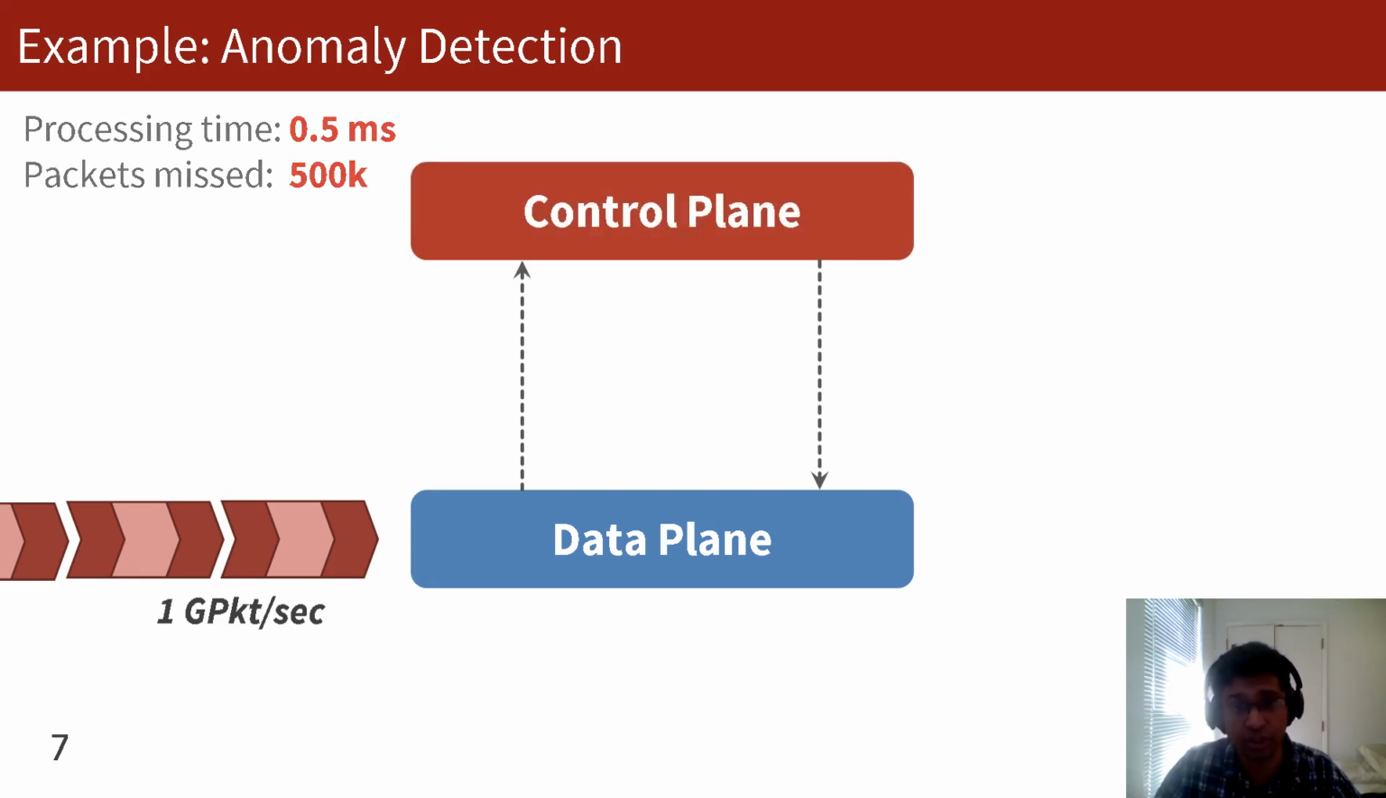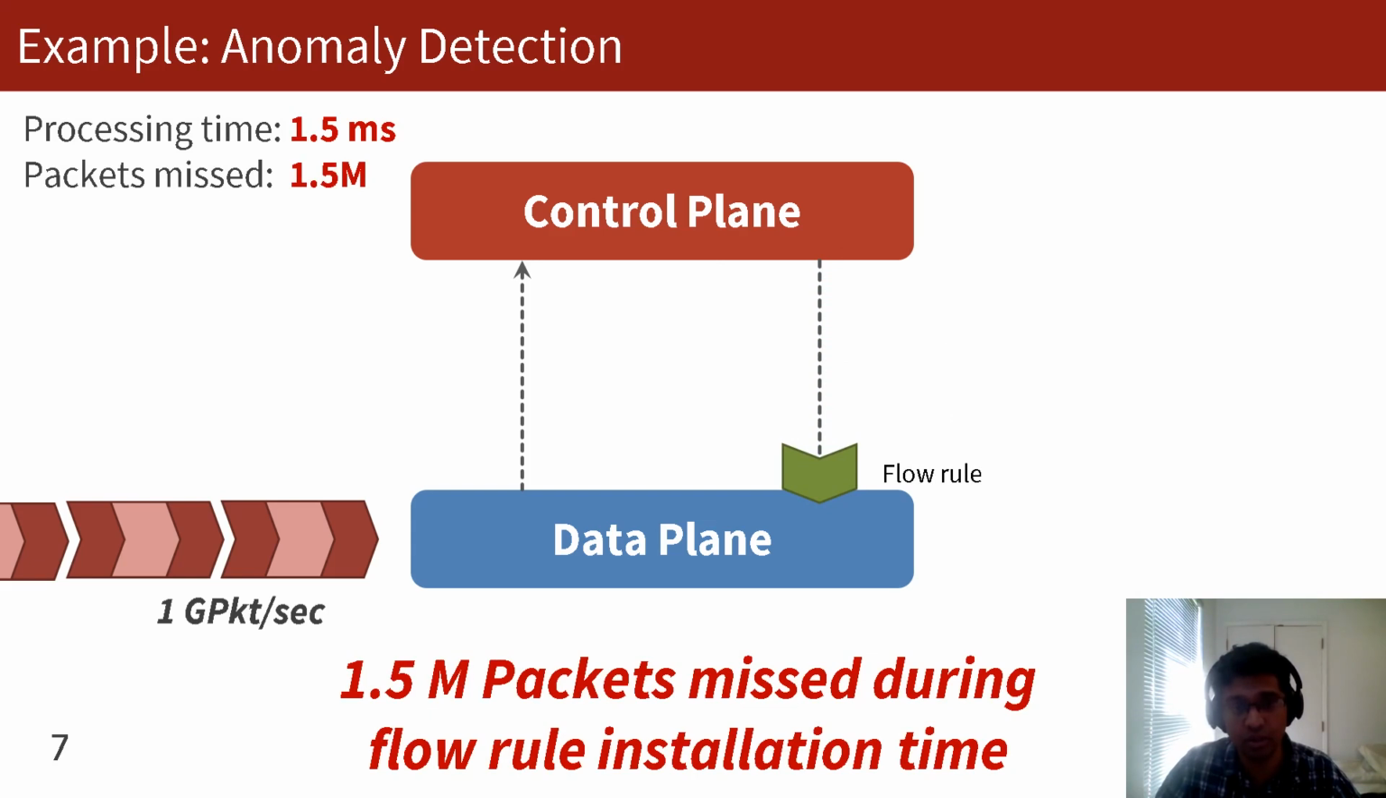Let's say the control plane takes another half a millisecond to detect or identify any anomalous elements of the packet, and we've missed another 500,000 packets, so we've missed 1 million total so far. And now the control plane needs to install a flow rule into the data plane for further detection of similar anomalous packets. And in this time, we've missed now 1.5 million packets. So you can see that if we get the control plane involved, we introduce too much transit time.